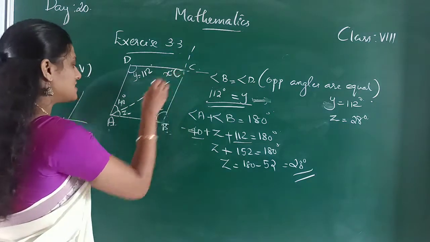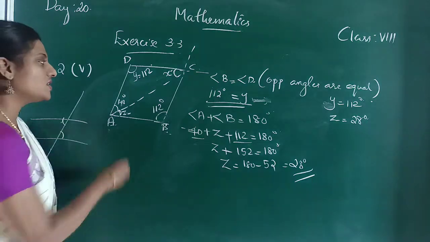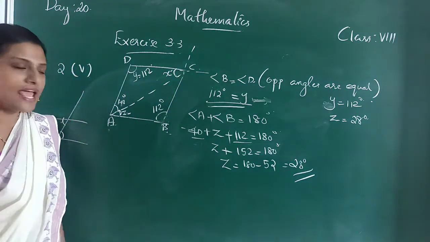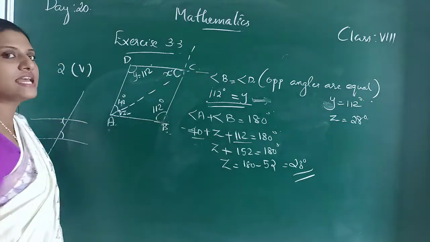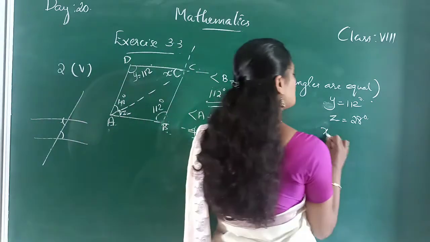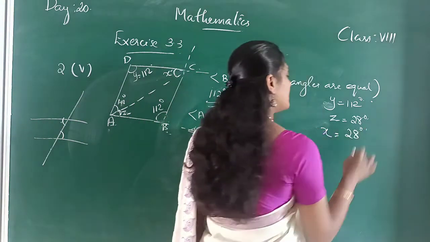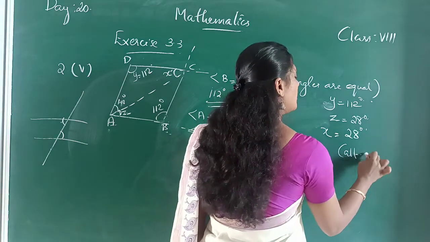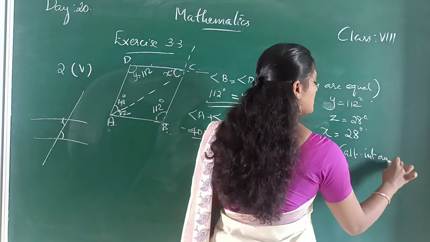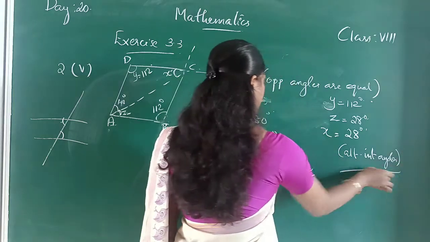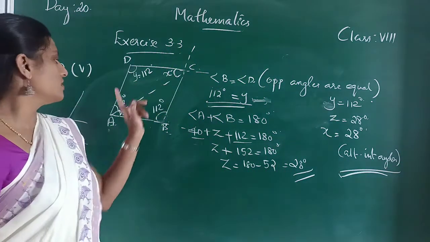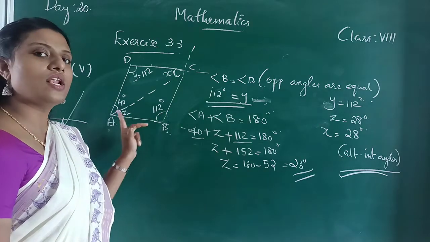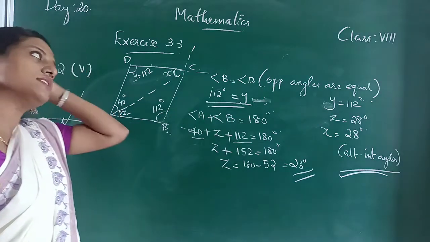So you got this x and z. So these are the alternate interior angles. And z is what? 28 degree. So what is x? X is also equal to 28 degree. What is the reason? Alternate interior angles. Understood? So x and z are equal. Reason is they are the alternate interior angles.